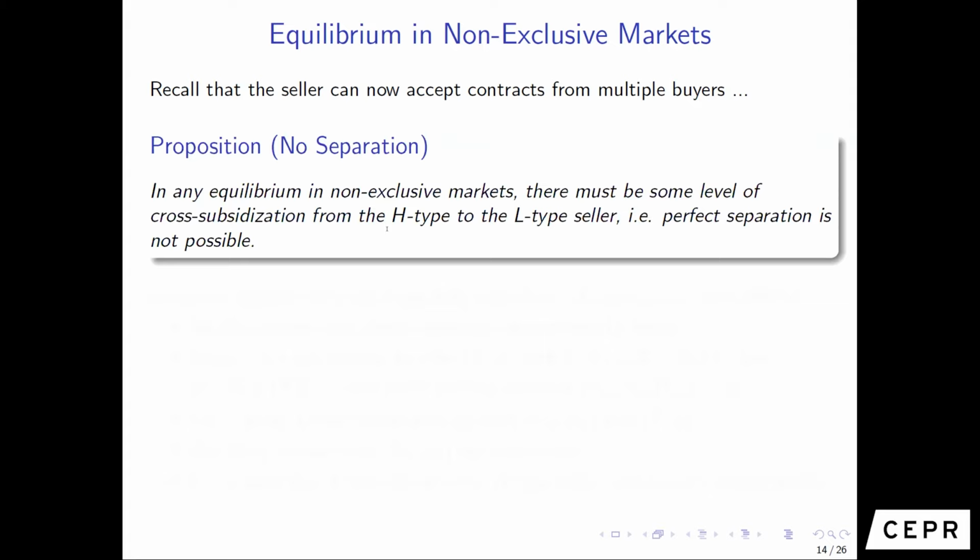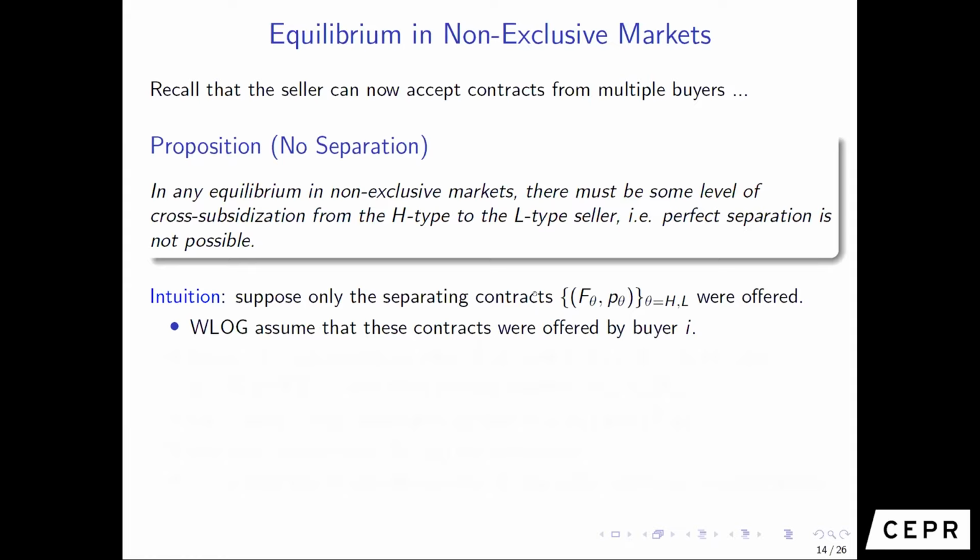I can do a sketch of the proof. It's actually very intuitive. Once you think that retention cannot be enforced, it seems natural that you shouldn't be able to separate through retention. The way we prove this is as follows. This is just a sketch, but suppose that you had these separating contracts I showed you before: the debt contract for the high type, equity for the low type, and these contracts were offered in non-exclusive settings. Let's say without loss of generality that buyer I is the one offering these contracts.